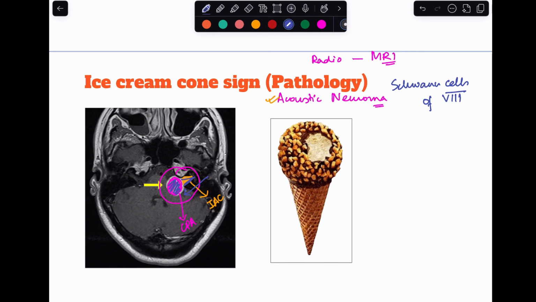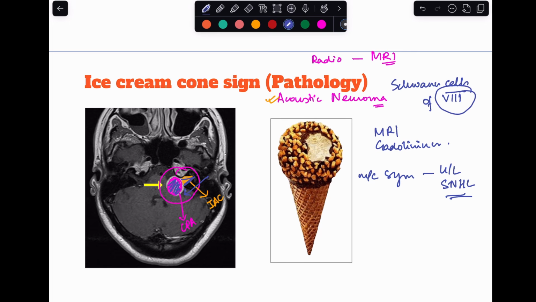Now, just a few MCQs before we end this class. The best investigation in case of acoustic neuroma is an MRI with gadolinium contrast. The most common symptom that we see in these cases is unilateral sensorineural hearing loss. So one of the differential diagnoses for unilateral sensorineural hearing loss would be acoustic neuroma. And the nerve involved over here is the vestibular division of the auditory nerve.